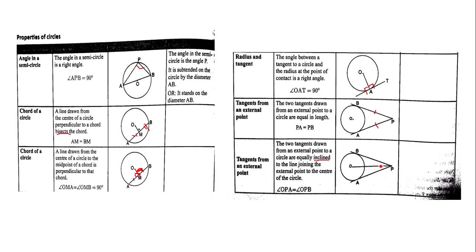And here it is, angle OPA, this angle, is equal to angle OPB. Right there. So these two angles are equal. So let's say if angle BPO, this angle right here, is 30 degrees, then this angle OPA is also 30 degrees.